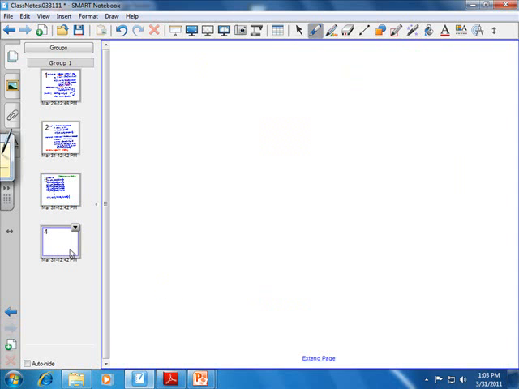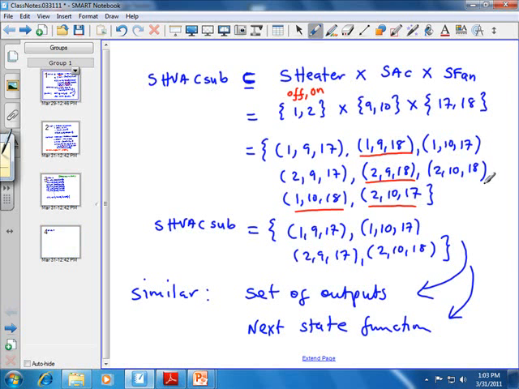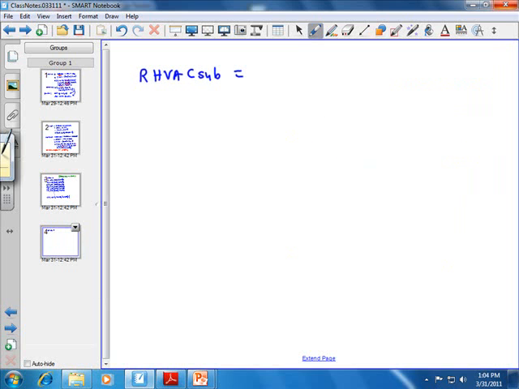Okay, so the last one is the readout function, for the HVAC subsystem. The readout function should be based on the states, the possible states for the system that we defined in this part here. Okay, so the system is going to go to these states. So we need to define the output for those states.